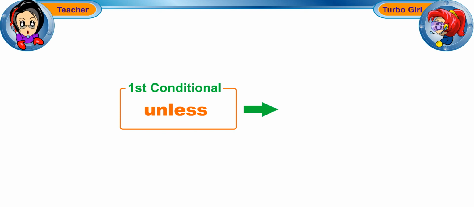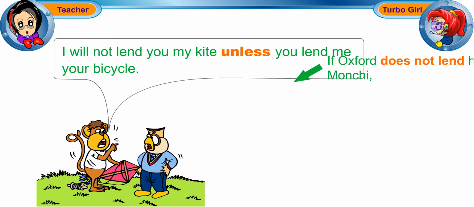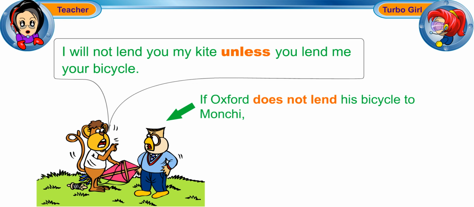We can also use unless in first conditional sentences. Unless means if not. Let's look at an example. Monchi said to Oxford, "I will not lend you my kite unless you lend me your bicycle." This sentence tells us that if Oxford does not lend his bicycle to Monchi, Monchi will not lend him the kite.